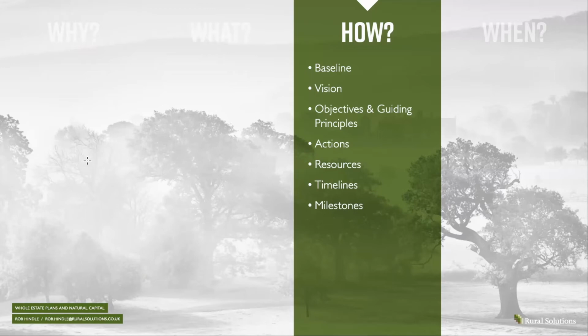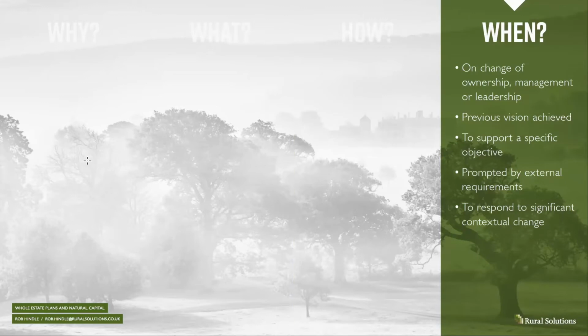They will have a set of actions. This is what we're going to do. This is how we're going to change things. They identify the resources needed, both in terms of people, skills, money, investment to make these things happen. They set out a timeline, and very often they will identify marks along the way so that you know you'll be getting there. When might you want to put together a whole estate plan?